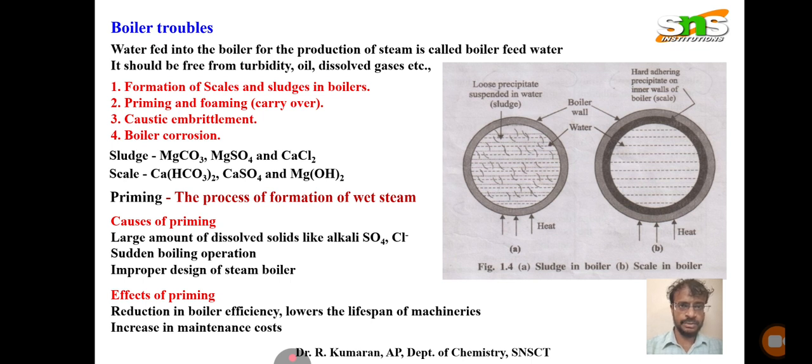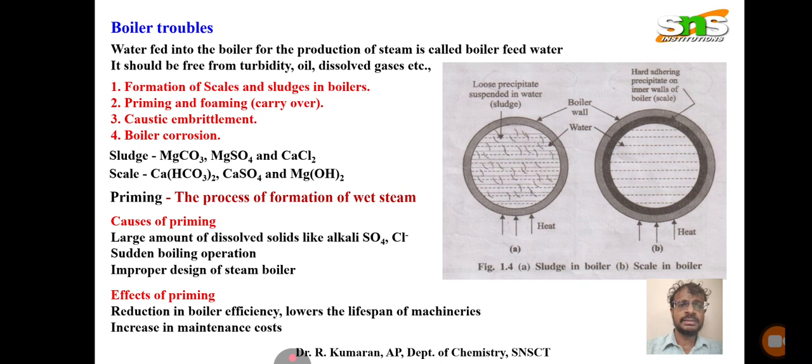In this video, we are going to discuss one of the important topics in water quality, water technology, we can say boiler troubles. Everyone knows about boiler troubles. We are just going to discuss the key points. It's an important topic in chemistry for engineering materials in the water technology unit.